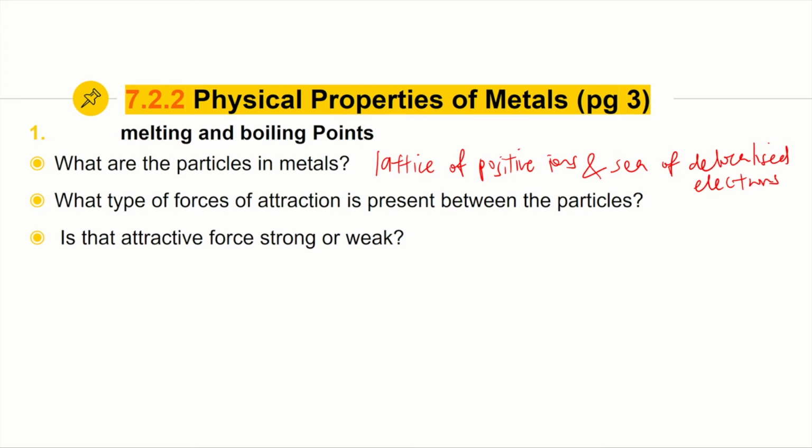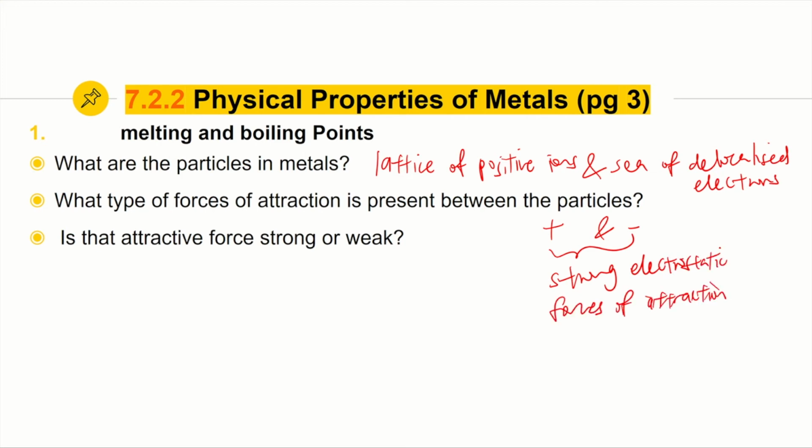Whatever we learn in kinetic particle theory is general. Now we are being specific. The particles in this case are my lattice of positive ions and the sea of delocalized electrons. So next, what is the force of attraction holding them together? We mentioned plus and minus. So plus and minus, they will attract each other, right? So these two, they have strong electrostatic forces of attraction, strong electrostatic forces of attraction between the lattice of positive ions and the sea of delocalized electrons. And last part, is this force strong? Yes, right? Because it's called strong electrostatic forces of attraction.